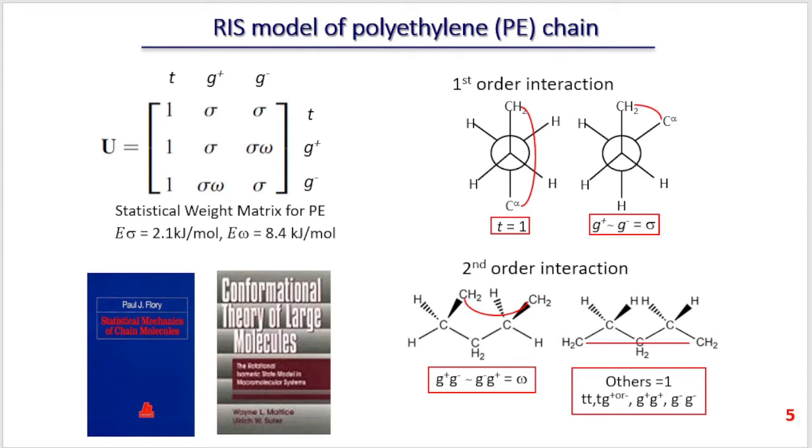For the first order interaction, we determine it from the repulsive groups by Newman projection. The first two bonds, which are gauche plus and gauche minus, will be defined as sigma due to the closeness of the repulsive groups, and the one for the trans state is 1. Then the second order interaction for the further bond will be mostly repulsive with a different gauche state, defined as omega. Other states will be defined as 1 because the CH groups are far away from each other.